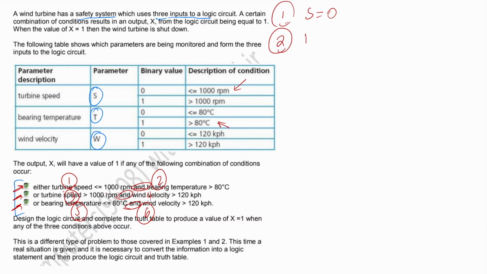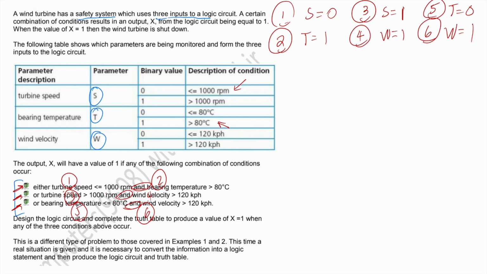That's T equals 1. 3, speed is greater than 1000 RPM. That's S equals 1. 4, wind velocity is greater than 120 kilometers per hour. That's W equals 1. And 5, bearing temperature is less than or equal to 80 degrees Celsius. That's going to be T equals 0. And 6, wind velocity is greater than 120 kilometers per hour. That's going to be W equals 1.